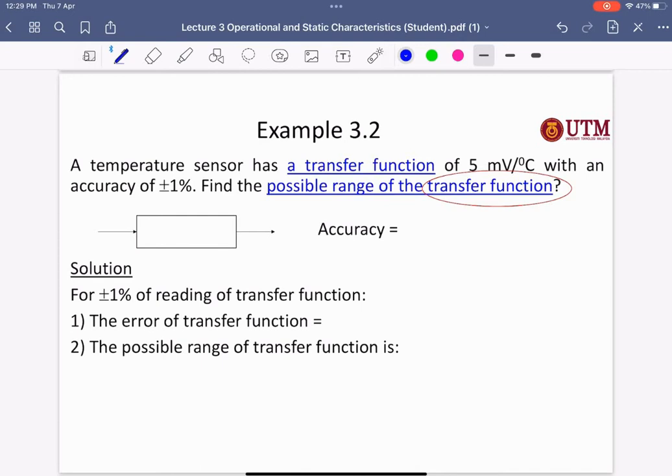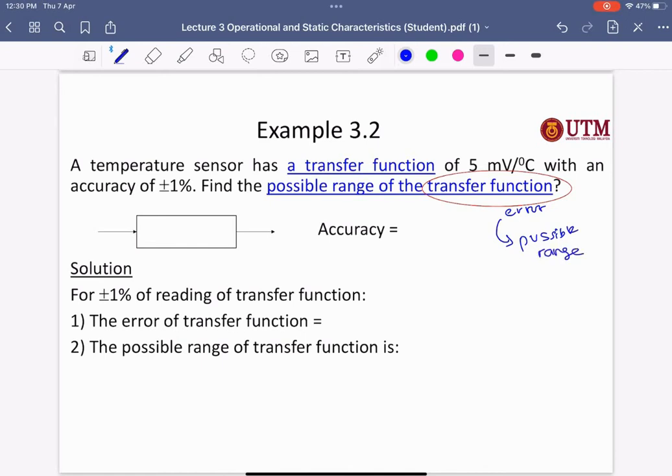How about if we only have the information about the transfer function or sensitivity? And then we are given the accuracy of plus minus 1%. So what is the possible range? The possible range means you need to find the error first, and after that you will find the possible range.